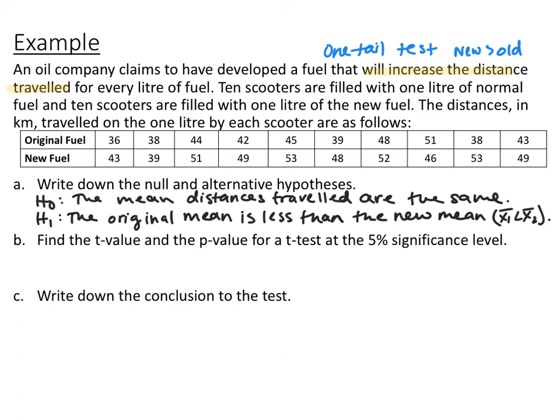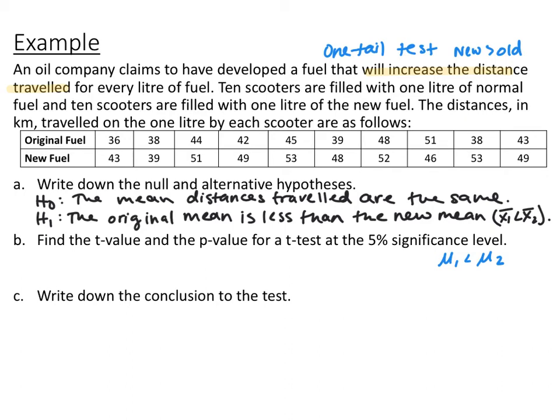So the null hypothesis for any t-test is always the same, so the mean distances traveled are the same. In this case, because it's a one-tailed t-test, our alternative hypothesis is going to be slightly different. We're going to be more specific than just that they're different. We want to know whether the original mean is less than the new mean. So our x sub 1 bar less than our x sub 2 bar, because this is going to be our first list here. So now given that, we want to find our t-value and our p-value.